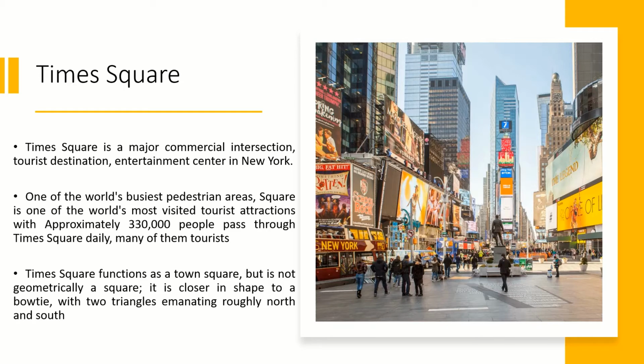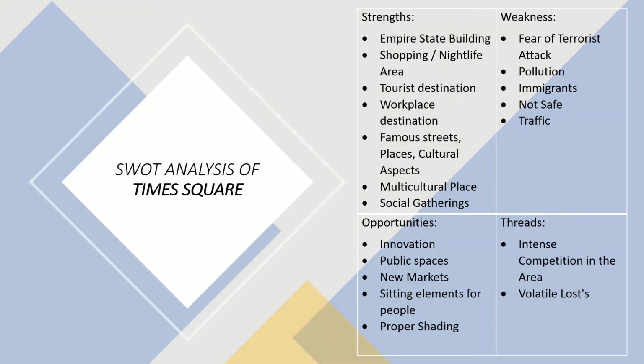Times Square functions as a town square, but is not geometrically a square. It's closer in shape to a bow tie, with two triangles emanating roughly north and south. Here we have SWOT analysis of the Times Square.